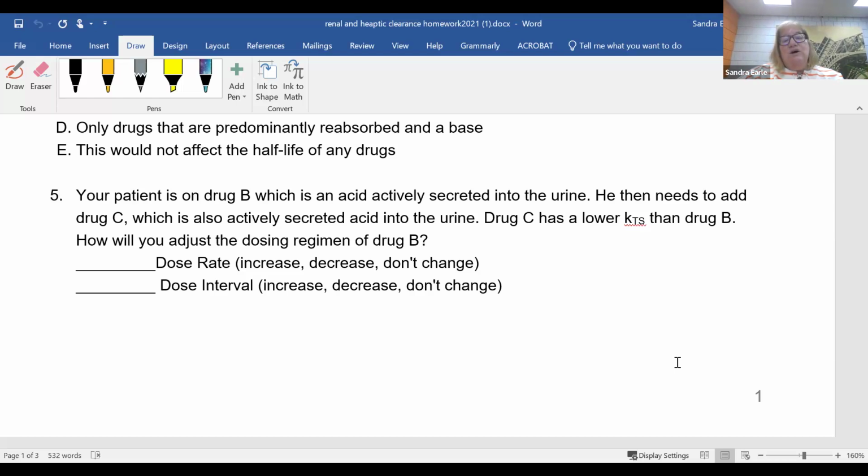So drug C has a lower KT than drug B. I was easy on you. I just said drug C has a lower KT than drug B. So what does that mean? Drug C is going to be preferred, right? So what's going to happen? If drug C is preferred, what's going to happen to drug B, which is our original drug?